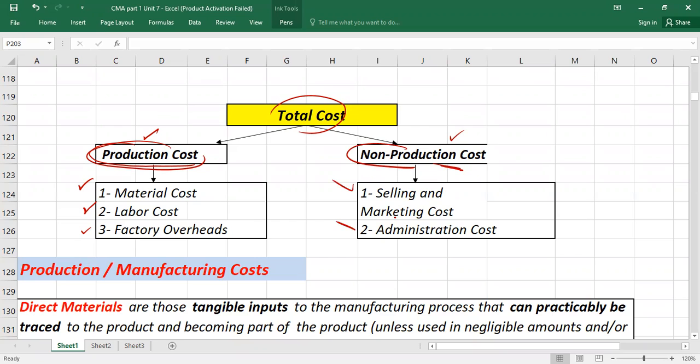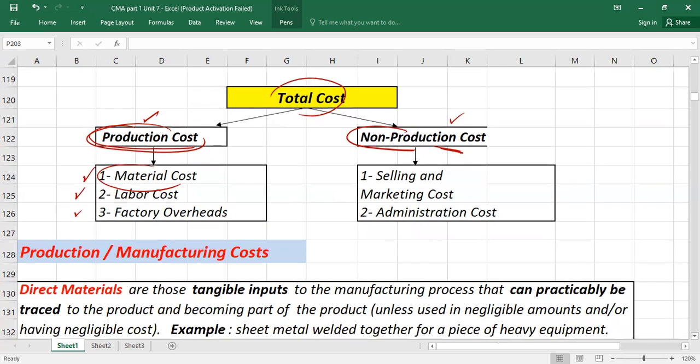We will discuss one by one, don't you worry. The total 5 costs are there. 3 here: material cost, labor cost, and overhead. And 2 here: selling and marketing. Ready? Now starting with the first here, the material cost, and I need your concentration.